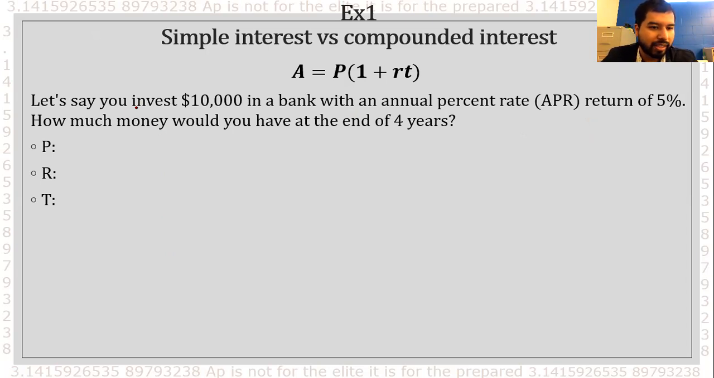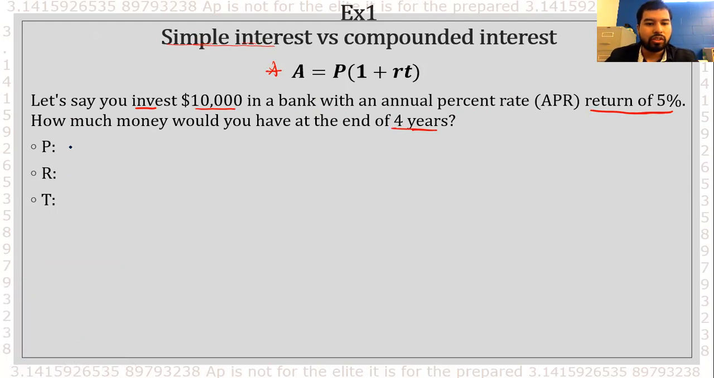Okay. So let's go ahead and start with example number 1, and that is telling us that we want to invest 10,000 in a bank with a 5% return. How much money would you have at the end of 4 years? Okay, so when they didn't mention compounding continuously or compounded, this is going to be a simple interest, also known as fixed interest. So what I want you to do is go ahead and pause the video and find out what is my P, what is my R, what is my T, and fill those in.